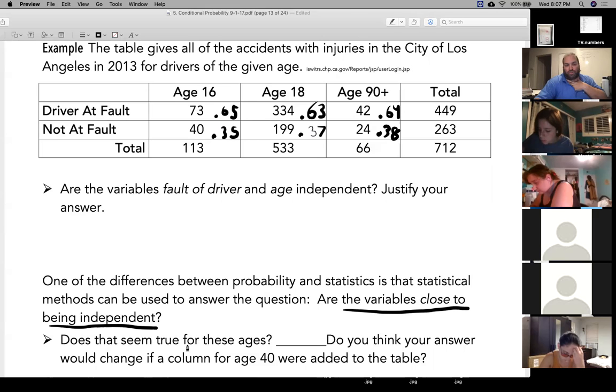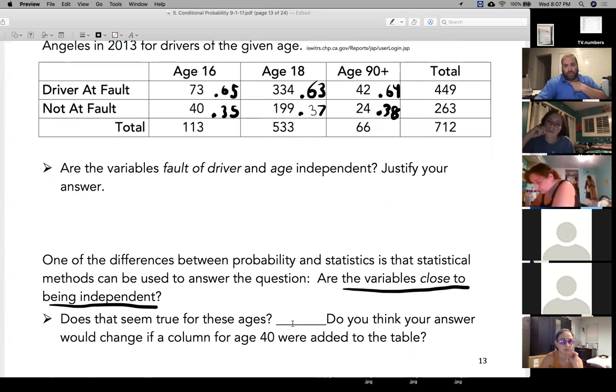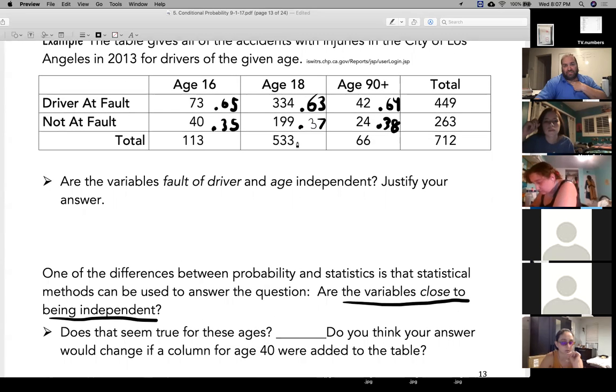Now, do you think your answer would change if a column for age 40 were added to the table? Maybe. Well, what do you think? If someone was age 40, do you think roughly 65% of them would be at fault for accidents? Well, if all the other ones are so close, then probably. Yeah, but remember, people who are young and people who are old are going to be more at fault for two different reasons: inexperience and being old.